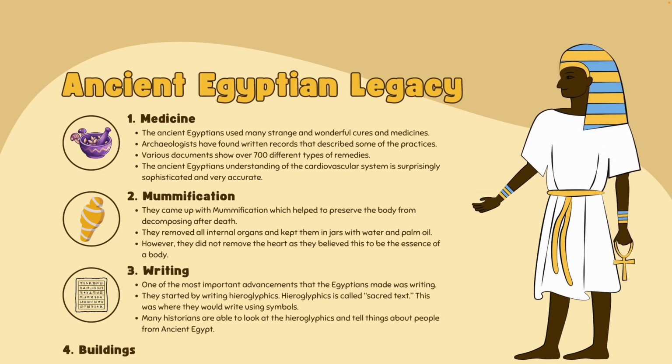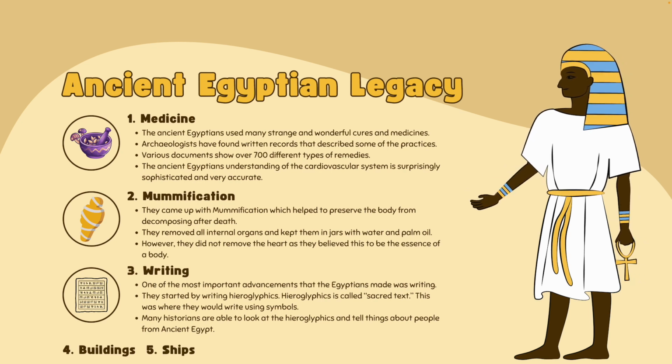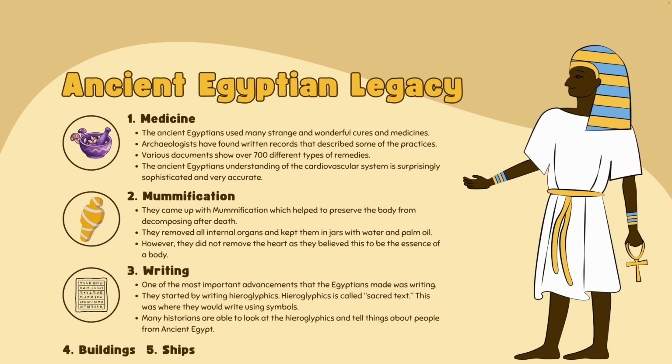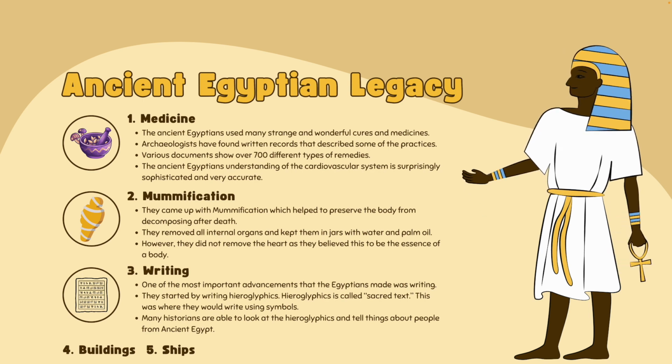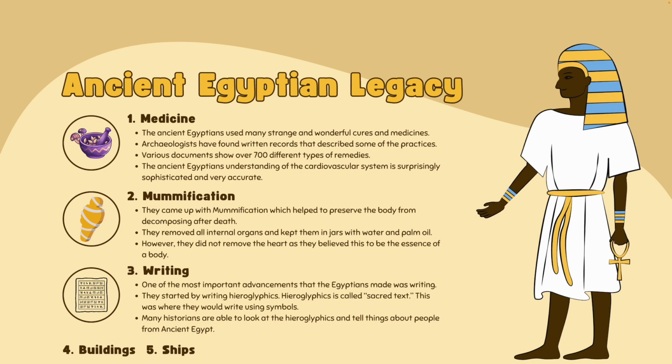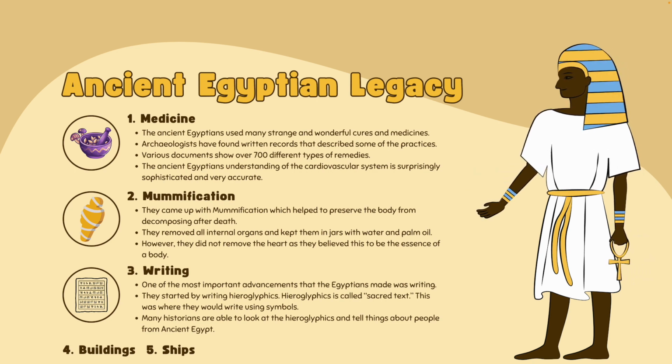The other thing is they built ships. As we know, they would have had to build ships because they did a lot of their trade, a lot of their business on the Nile. So they needed a boat to go on the Nile to be able to go to various parts of the world to either buy or sell whatever they were producing.